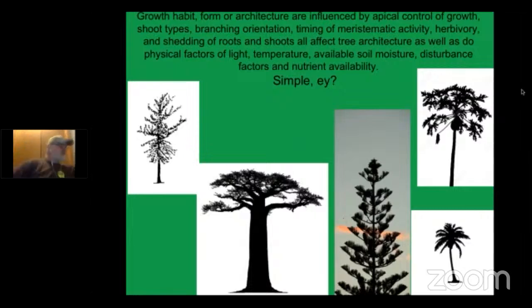Very simple rules. Now, I hope some of you guys are looking at these various different tree silhouettes and identifying the types of trees that I'm looking at. Pretty fun.